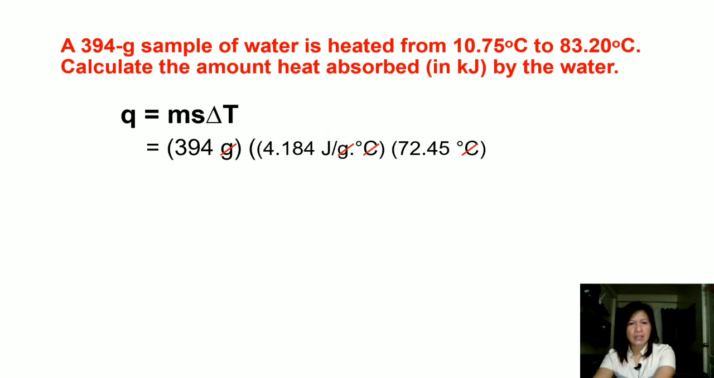Multiplying 394 by 4.184 by 72.45, the answer will be 119,433.54 joule. If in case you need to convert this to calorie or kilocalorie, you just make use of the conversion factor to cancel the unit joule and change it to calorie or kilocalorie depending on the required unit. So that concludes our lesson.